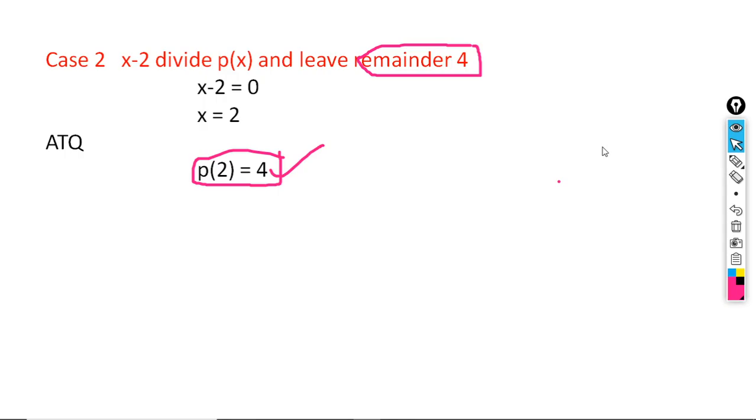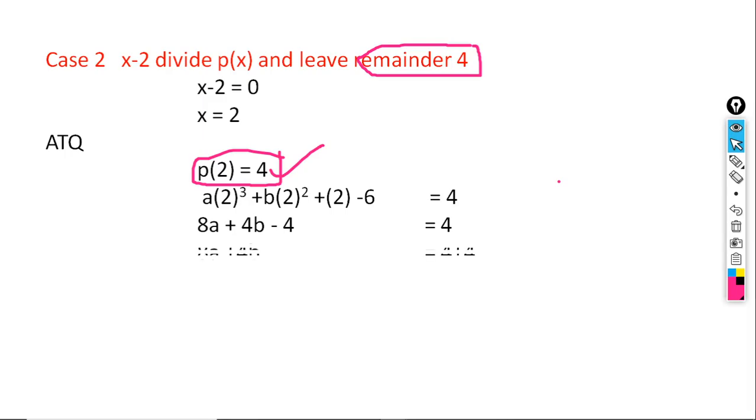We substitute this value in the polynomial. By substituting the value, we substitute x as 2. Solving this further, we get 8a plus 4b minus 4 equals 4. We get 8a plus 4b is equal to 4 plus 4, that is 8. We get 8a plus 4b is equal to 8, second equation.